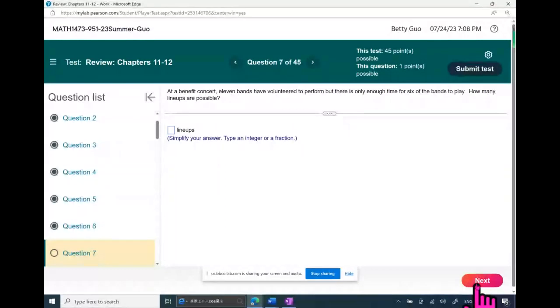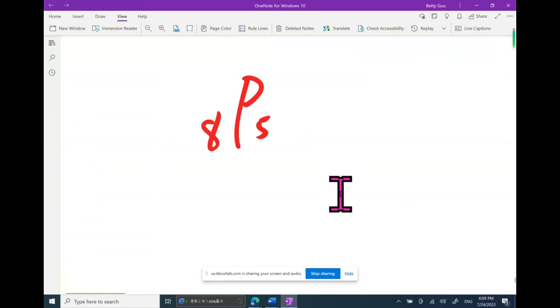Question number 7. At a benefit concert, 11 bands have volunteered to perform, but there's only enough time for 6. So your task, or our task, is to choose 6 from 11. How many lineups? Look at the keyword here. Lineups specifically tells us the order matters, right? How many different lineups are possible? So this is a permutation. P611. Let me double check.